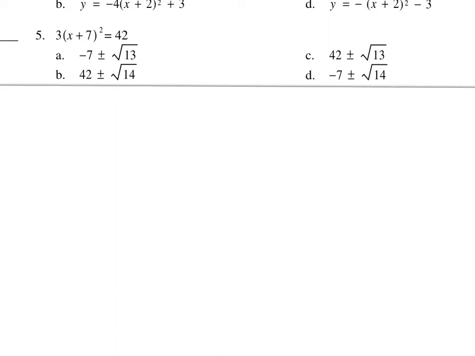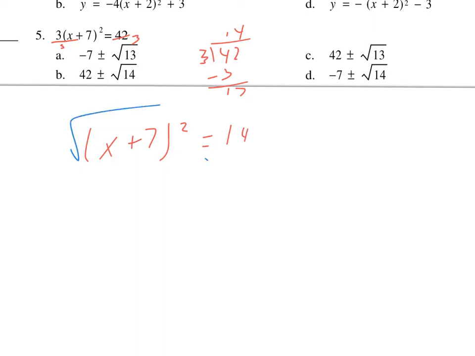All right, next up here on number 5, we want to solve this one with square roots. So I'm going to isolate the squared by dividing both sides by 3 first. I want to move that 3 over. And so I'm going to have this parentheses x plus 7 squared equals 42 divided by 3. I don't know that one off the top of my head, so I'll do some long division here. It's like 14. So now I'm going to square root both sides, and that'll turn this into x plus 7.